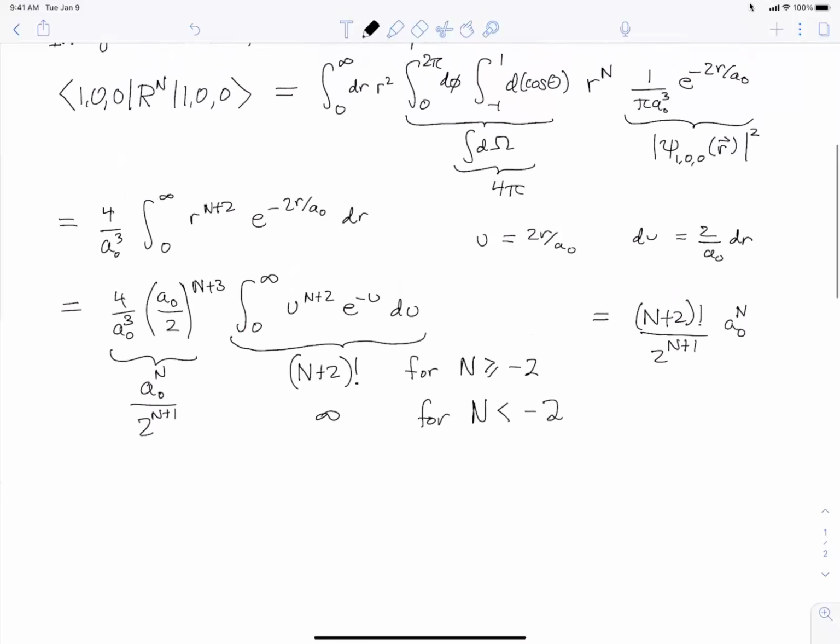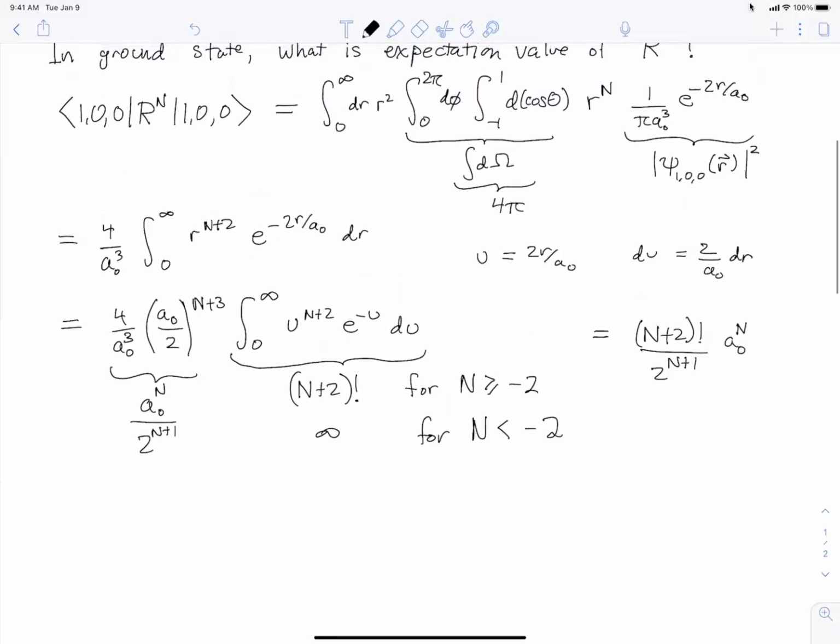So if we think about it, we could have sort of guessed the general form of this just by dimensional analysis. There's really just one scale in the problem, and that's the Bohr radius. And so if we're taking the expectation value of r to the n, it had to be proportional to the Bohr radius to the nth power. And then in front of it, there's some dimensionless stuff. And it just so happens that it turns out to be (n plus 2) factorial over 2 to the n plus 1. Okay, so we've done this in general.